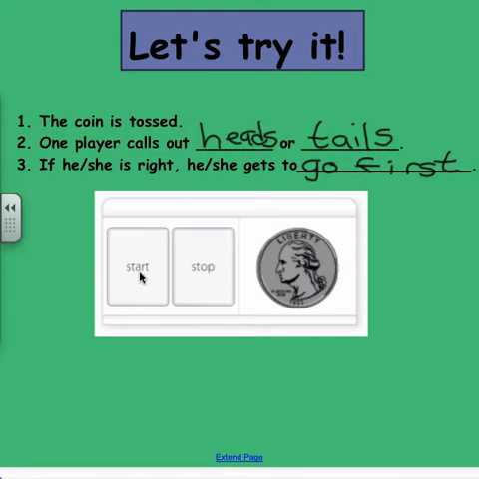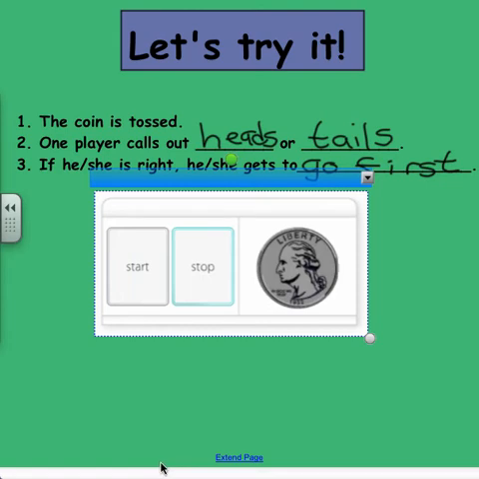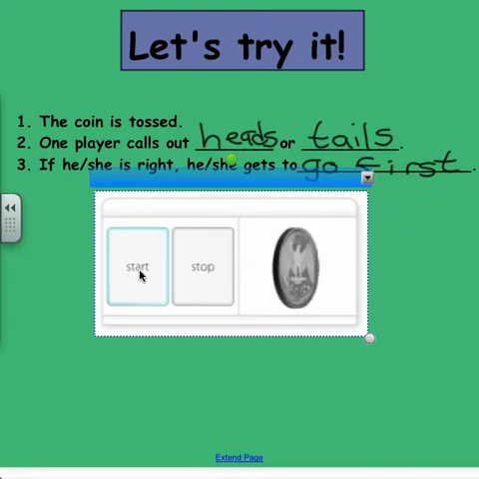I'm going to toss my coin in the air. And sometimes people call out heads or tails while the coin is in the air, and sometimes they call out heads or tails before they toss the coin. We'll give this coin a start here, and I'm going to say heads. I'm going to stop it, and the coin actually landed heads. So in this example, I would get to go first. If we do another time, toss the coin in the air, maybe I say tails. And lucky me, it landed tails, and so I would again get to go first.